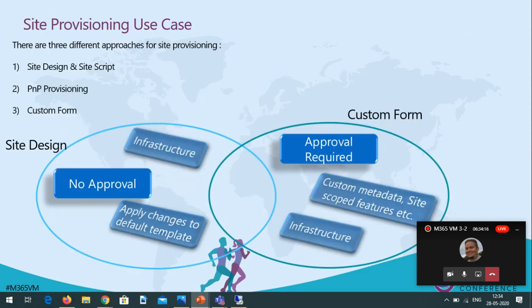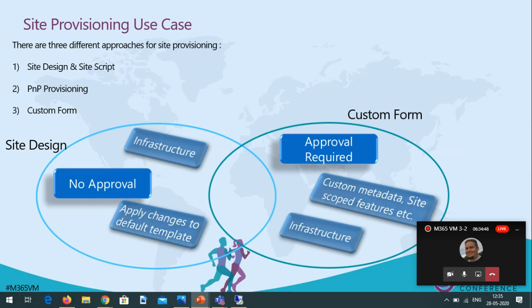But sometimes there are needs to capture more details when the site is getting created, or activate certain features in the site, or sometimes there is a need to add certain processes once the site gets created. For that, we need to have additional metadata. Sometimes we have to give access to the external users. So all these things lead to customizing the site provisioning process.